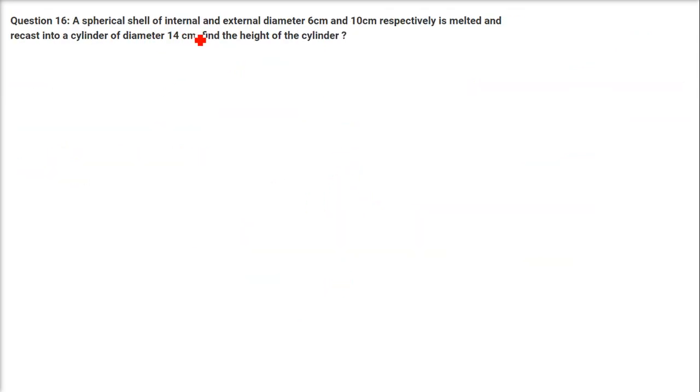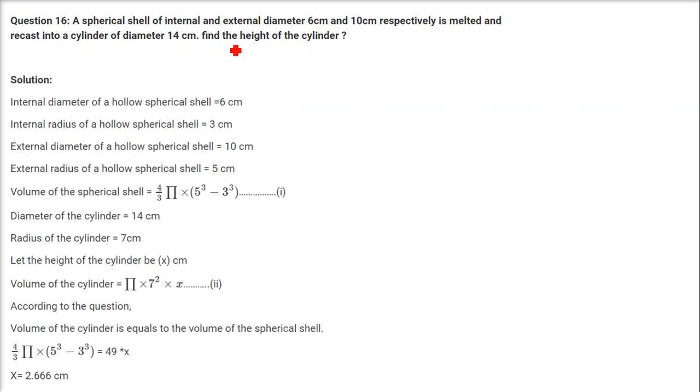A spherical shell of internal and external diameter this much is melted and recast into a cylinder of diameter 14 centimeter. Find the height of the cylinder. This type of question we have already done, but we'll do it again so that we get a feel of how the question can be twisted and yet remains the same.